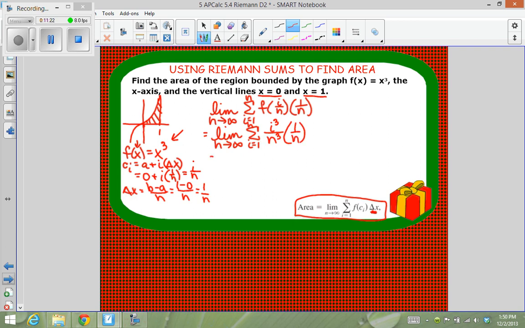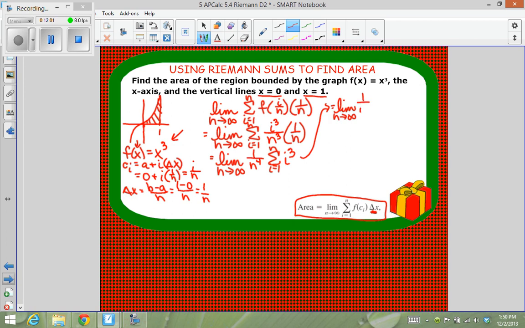Now I'm going to pull out. I want my limit as n goes to infinity, and I have a total of 4 n's in the denominator. So I'm going to pull out 1 over n to the 4th to the front and do my sum from I equals 1 to n of I cubed. Now then, that's really nice because we have a formula for that.